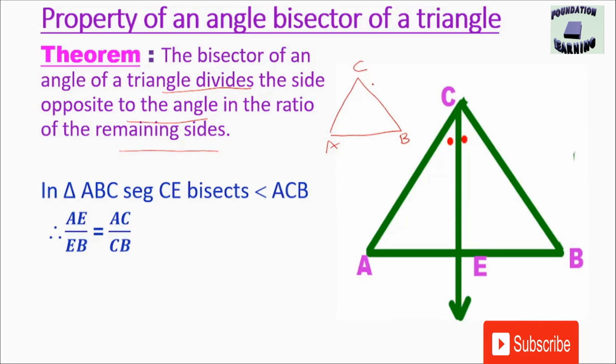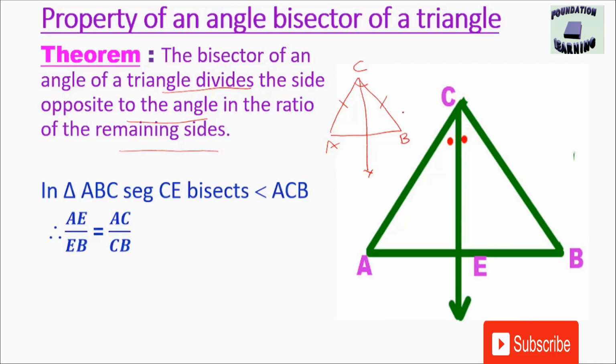ABC is a triangle. The bisector of an angle of a triangle divides the side opposite to the angle. Now this is the angle and this bisector is dividing it in the same ratio. Which ratio? AC upon CB. We have done that activity on page 8. It had proved the same thing.